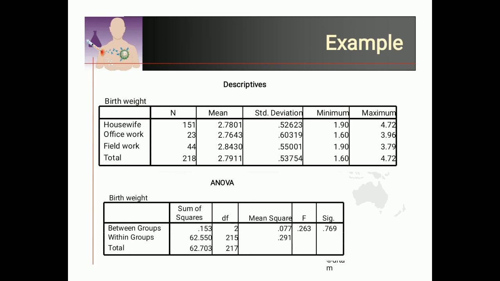Minimum for housewife is 1.90, for office work is 1.60, for field work is 1.90. Total is 1.60. Similarly, maximum for housewife is 4.72, for office work is 3.96, for field work it is 3.79. Total is 4.72.